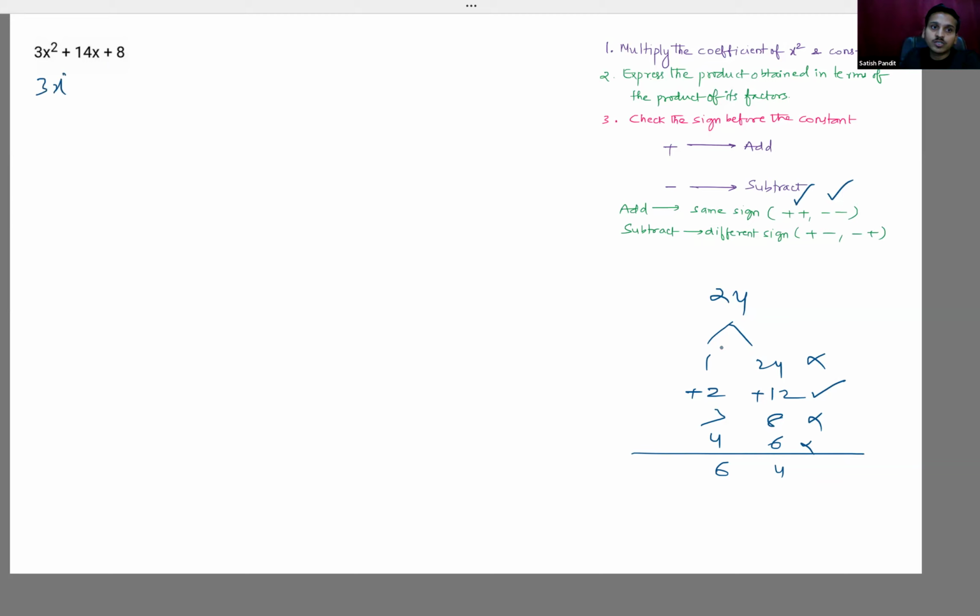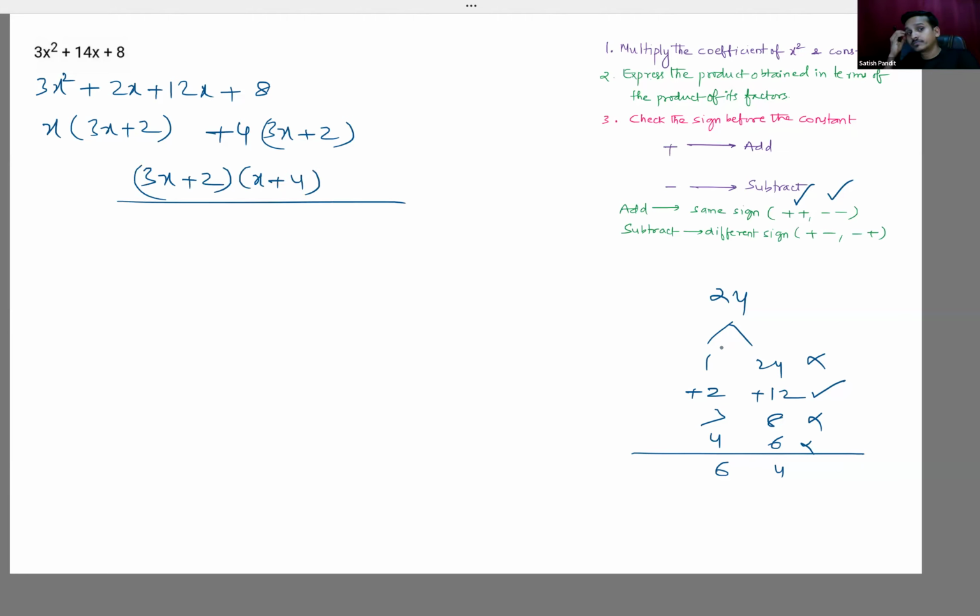So 3x squared plus 2x plus 12x plus 8. You take common from the first two, x is only common. 3x plus 2 and then 3x plus 2. And I think of a number, and the answer is plus 4. So 3x plus 2 into x plus 4. This is the answer. Clear? Next question.